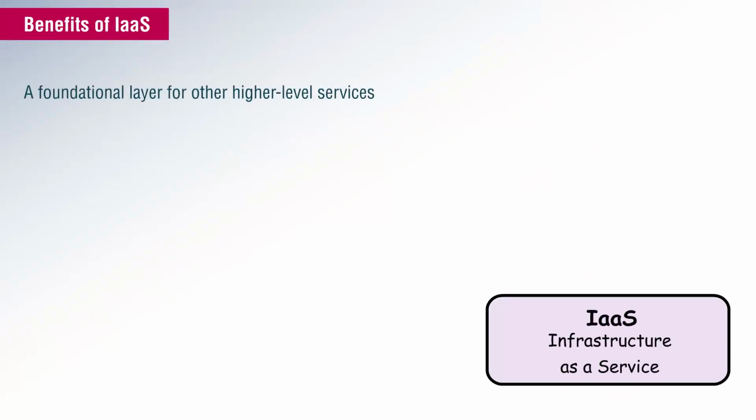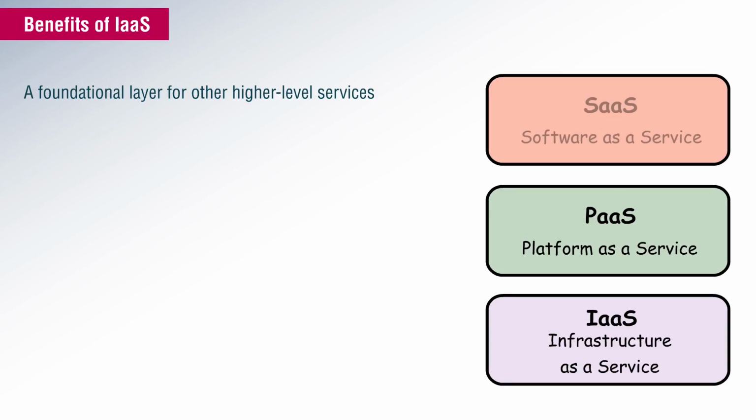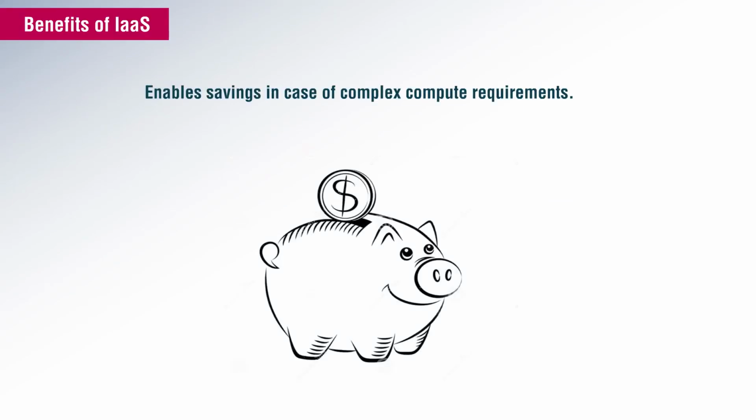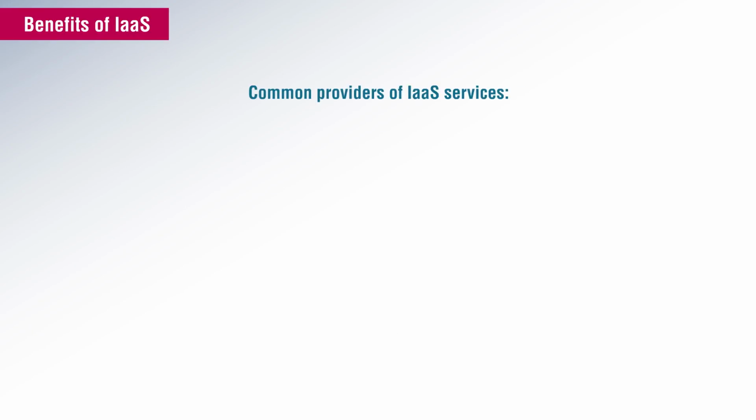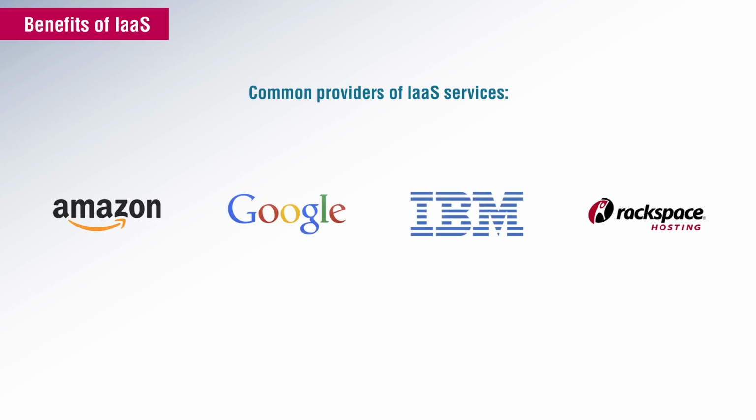IaaS is a foundational layer for other higher-level services such as PaaS and SaaS. IaaS enables you to save a considerable amount of money in case of complex compute requirements. Some of the common providers of IaaS services are Amazon, Google, IBM, and Rackspace. These providers allow you to host your virtual machines with the desired specification.